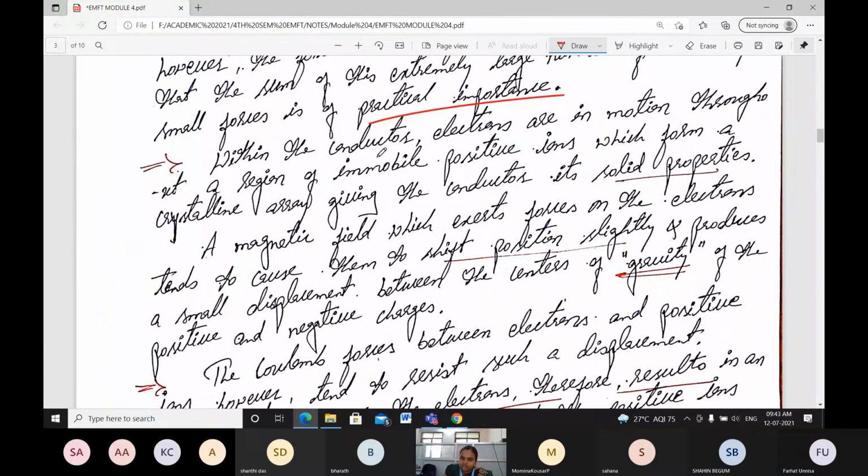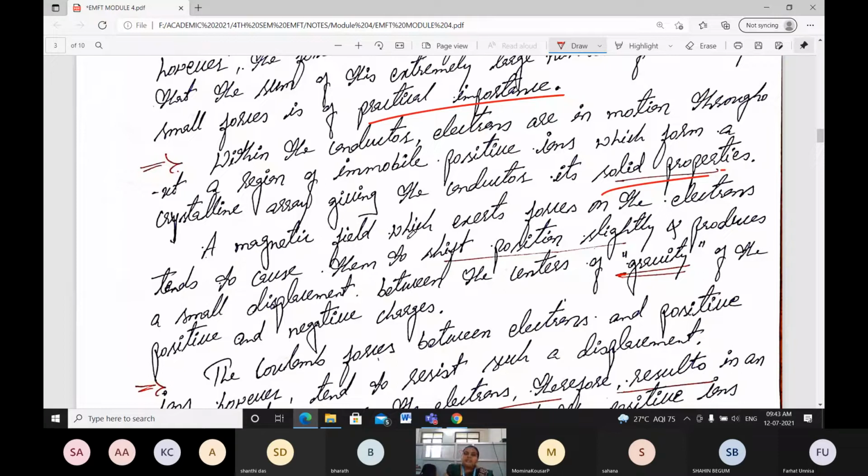Within the conductor, the electrons are in motion throughout a region, while the immobile positive ions, which are not transferring, form a crystalline array, one after the other, aligning by themselves. The crystalline array gives the conductor its solid properties. This is for conductors. It is not going to be the same for semiconductors.